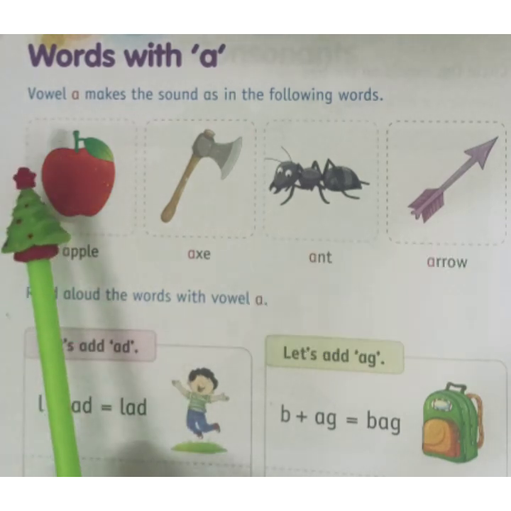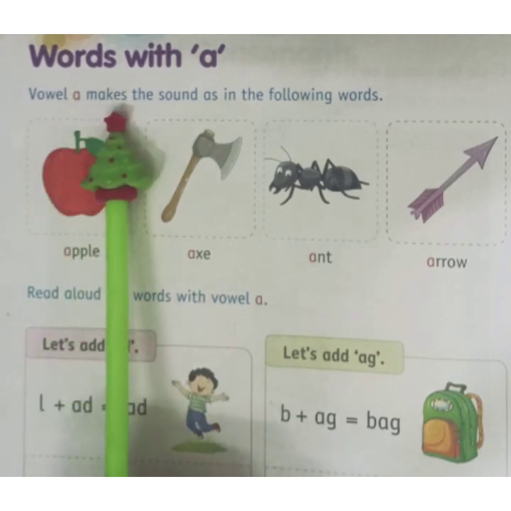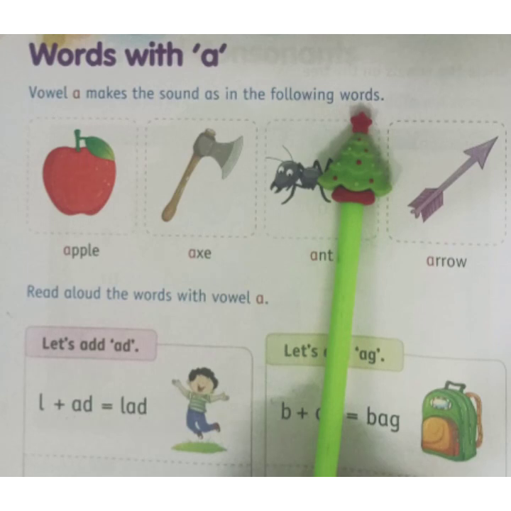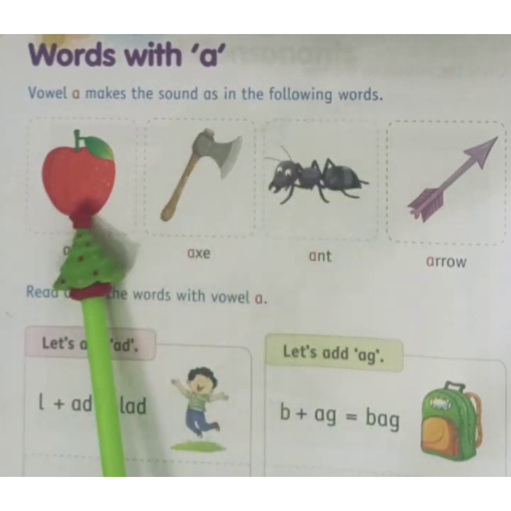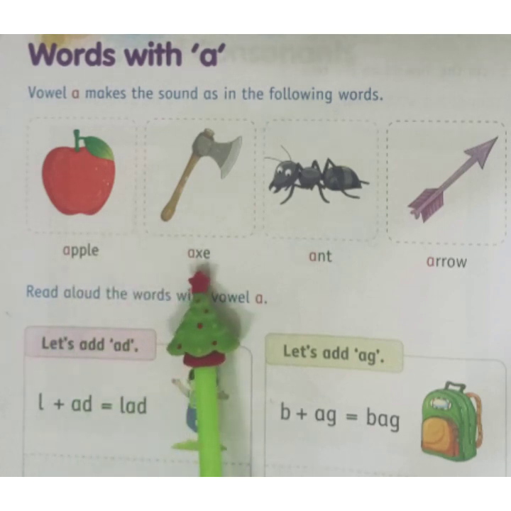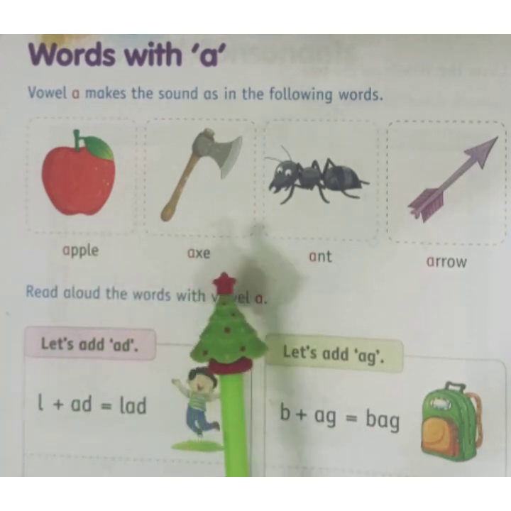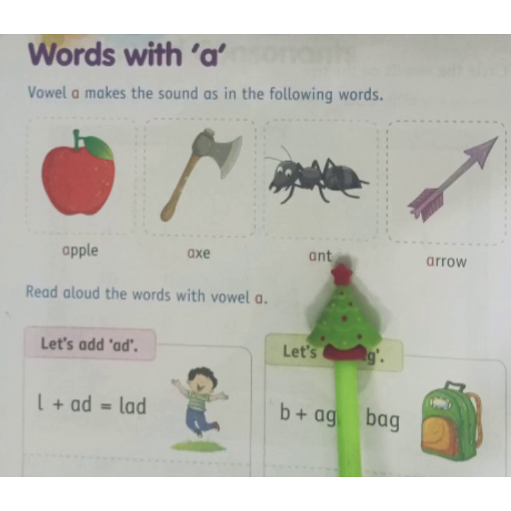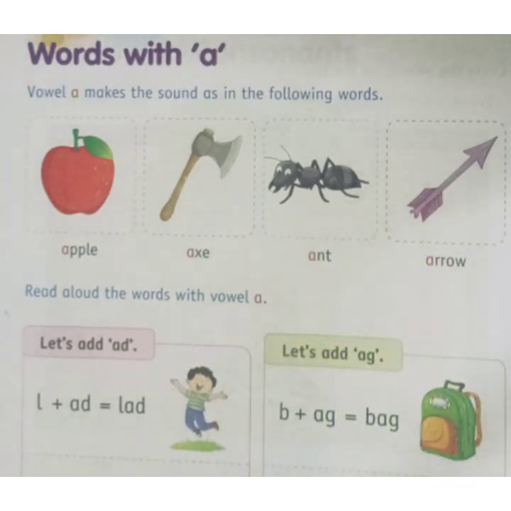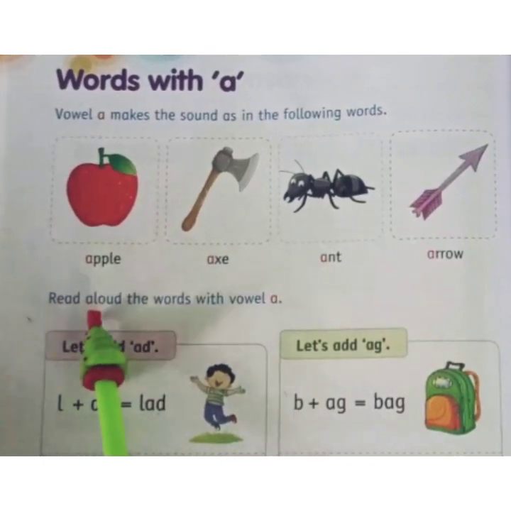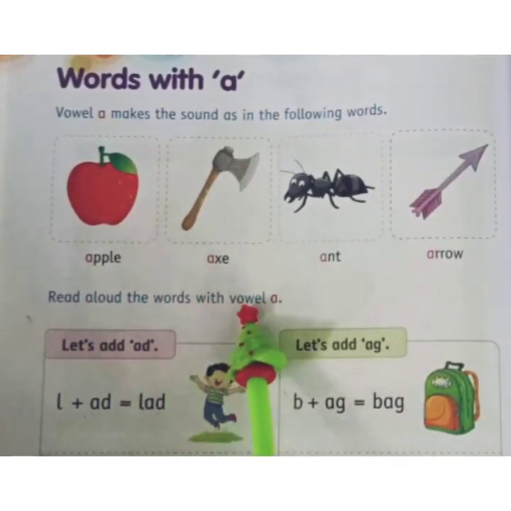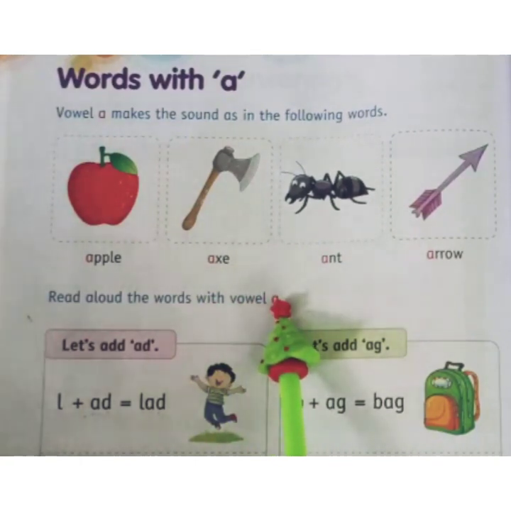Let's begin. Vowel A makes the sound A as in the following words: A as in apple, as in axe, as in ant, as in arrow. Read aloud the words with vowel A.